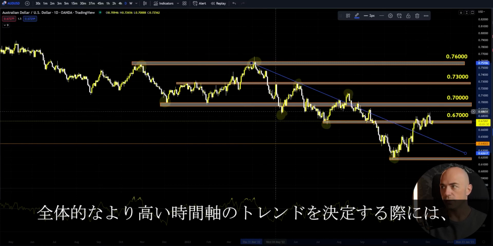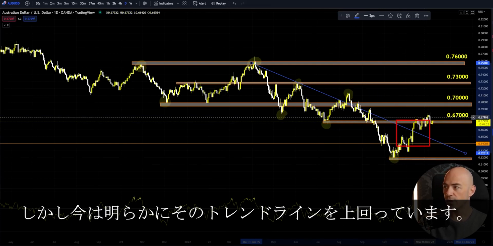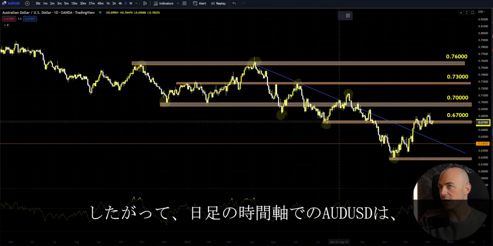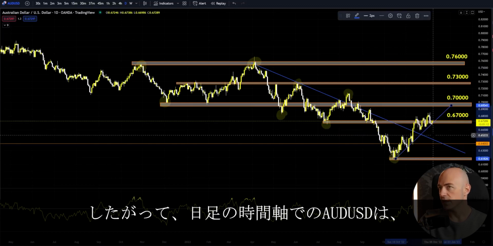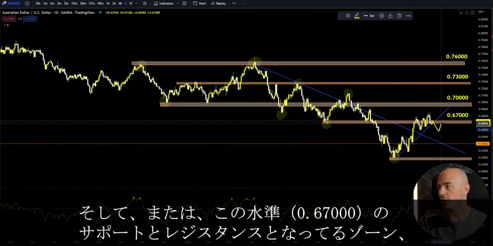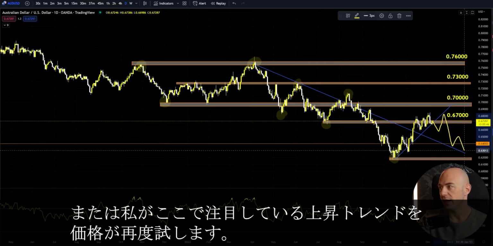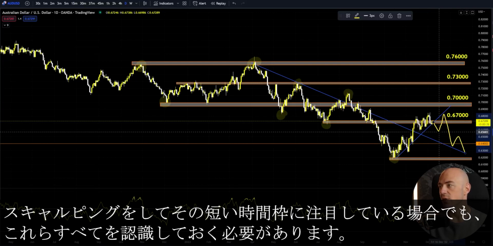And when determining your overall higher time frame trend, as you can see here, we had a couple of fake outs as price kept pushing down, but now we are clearly above that trend line. So I can comfortably say that Australian dollar, US dollar on the daily time frame is on an uptrend. Until price breaks this trend line and or retests this level of known support and resistance or the uptrend, that's what I'm focusing on right here. So these are your options, and you must be aware of all of this even if you're scalping and focusing on that smaller time frame.